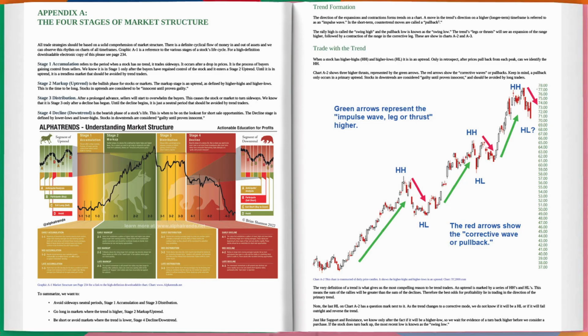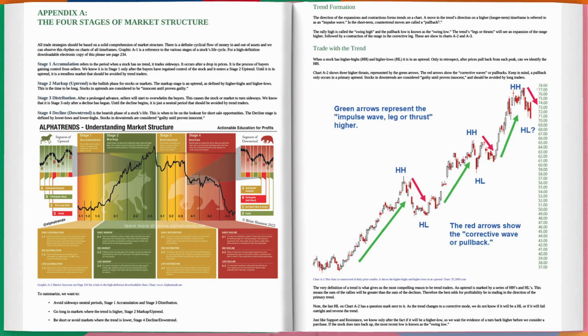Stage 2 markup uptrend is the bullish phase for stocks or markets. The markup stage is an uptrend, as defined by higher highs and higher lows. This is the time to be long. Stocks in uptrends are considered to be innocent until proven guilty.